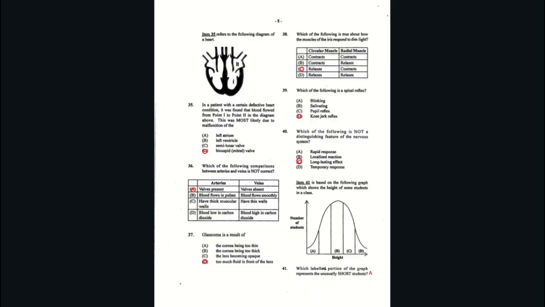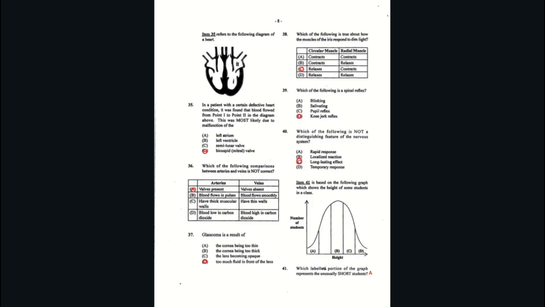bicuspid valve or mitral. Let's just call it the mitral valve, right? And we know that we're saying there's a malfunction of it, right? So usually when we have valves in the heart, they are there to prevent the backflow of blood. We don't want blood backflowing and stuff like that. So there would be a malfunction in that.